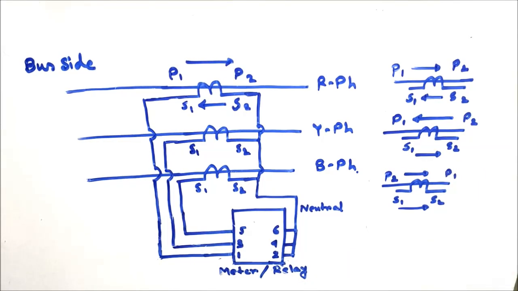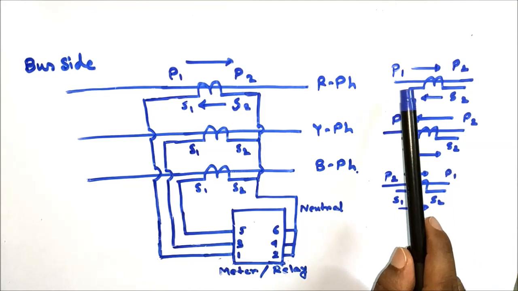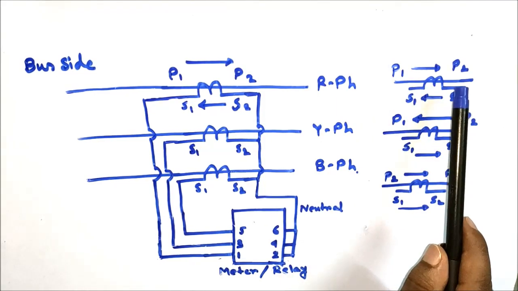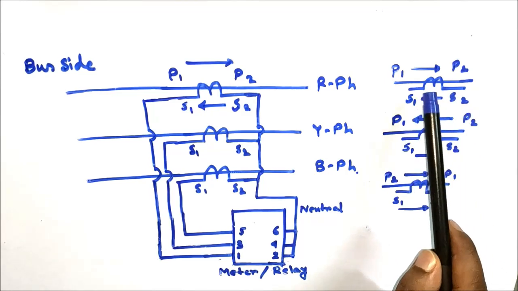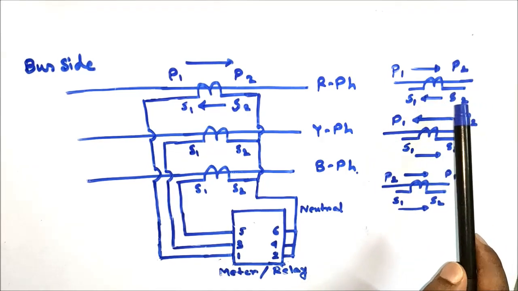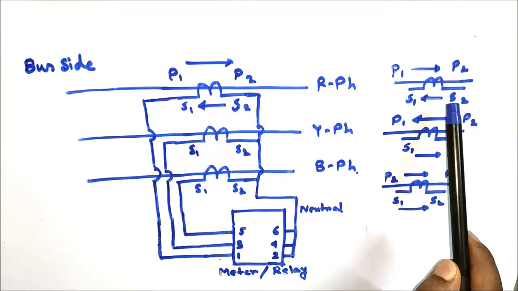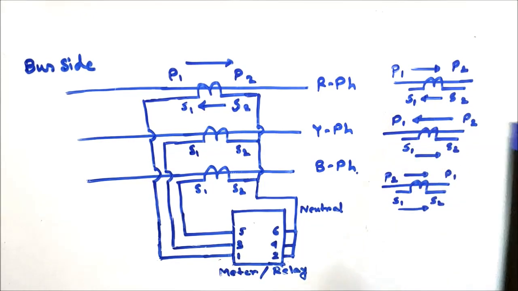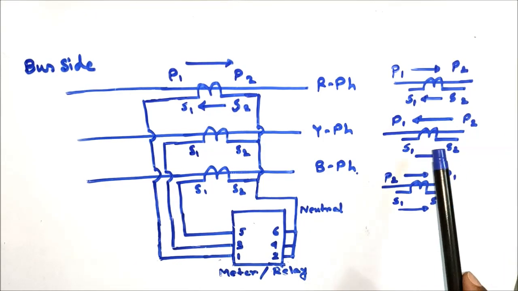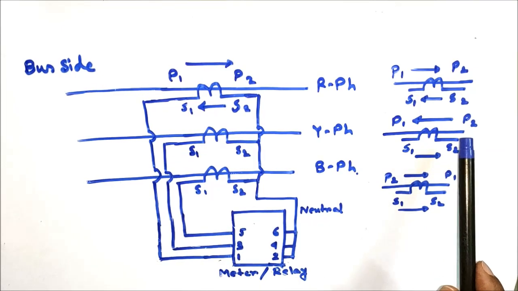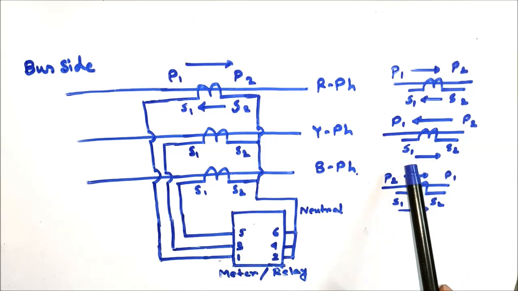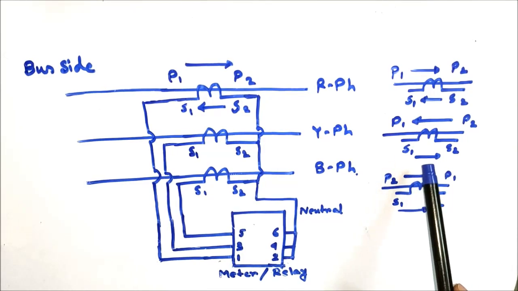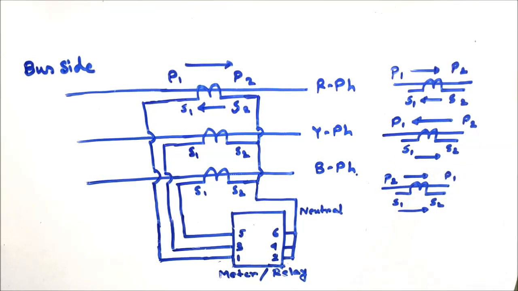So if the current flows from P1 to P2 direction in the primary side, then as per CT secondary convention, current will flow in the secondary side from S2 to S1 direction. Again, if the current flows in the primary side from P2 to P1 direction, then the current in the secondary side will be from S1 to S2 direction.